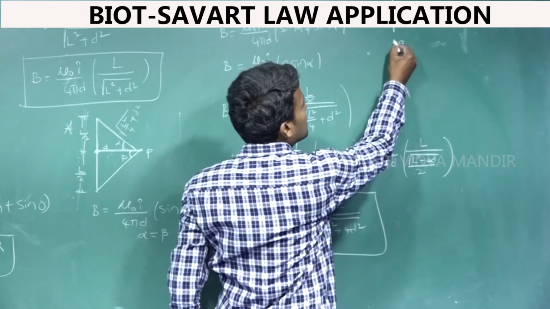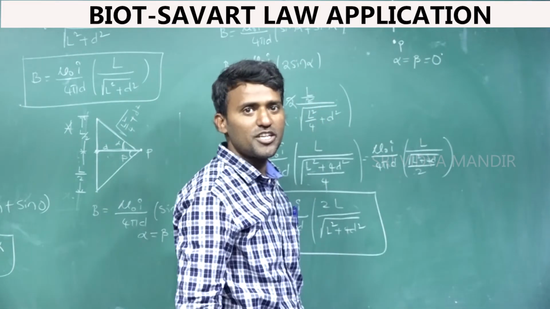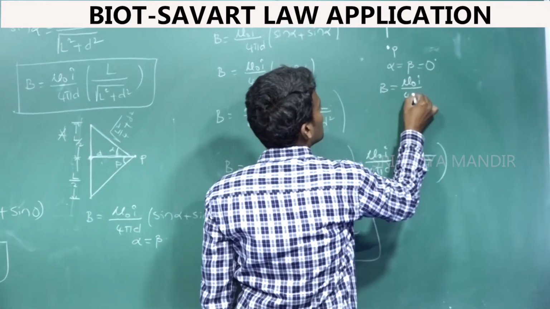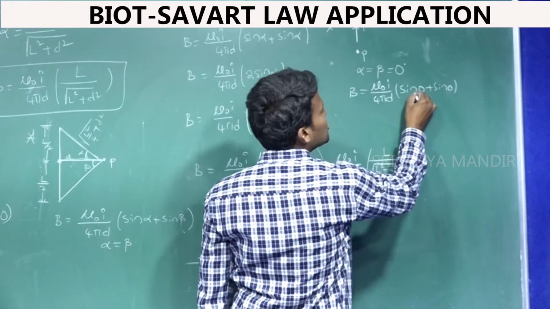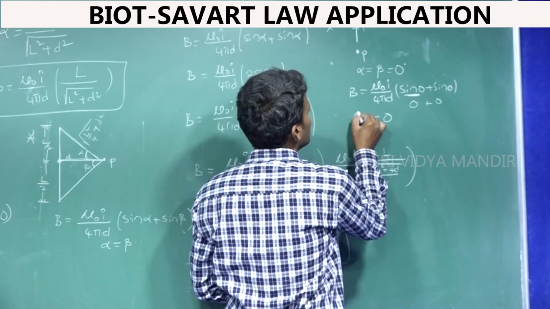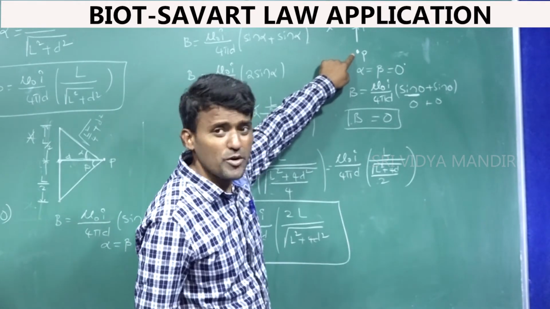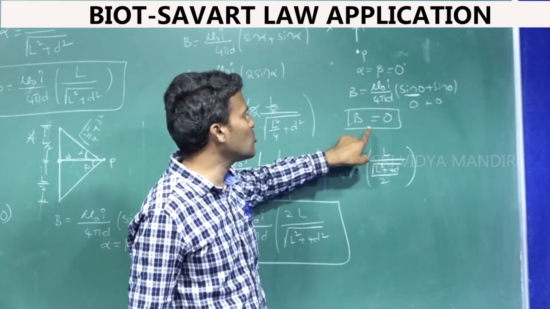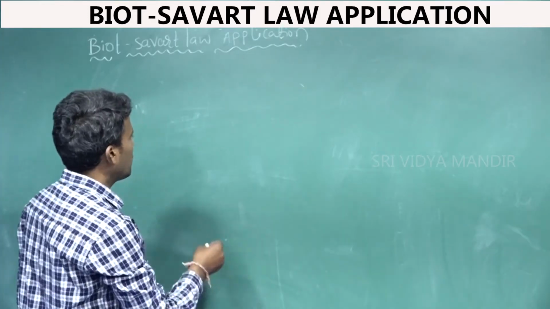Here alpha is parallel. When it is taken parallel, alpha and beta are equal to 0. So the formula B is equal to mu naught I divided by 4 pi d, sin 0 plus sin 0. Sin 0 is 0, 0 plus 0, 0 into something is 0. So the magnetic field is 0. You have to remember one point directly: when point P is parallel to the conductor like this, at that moment the magnetic field is zero.